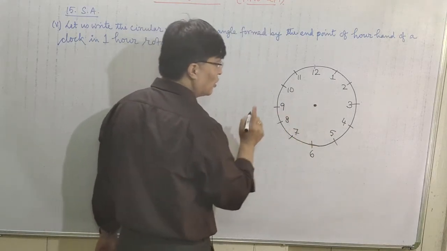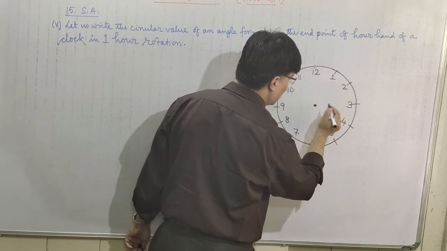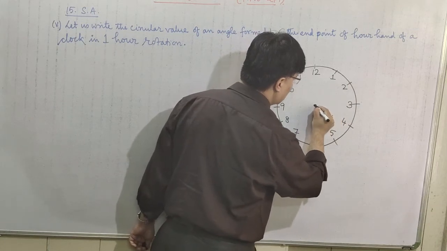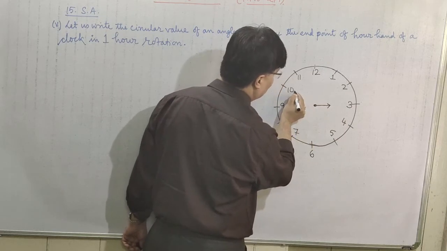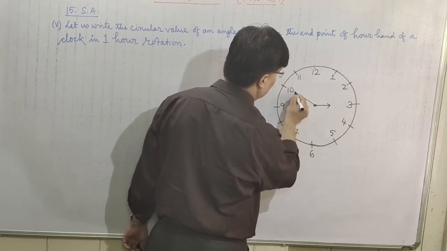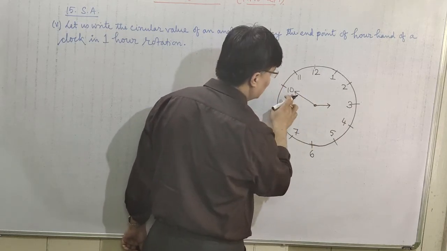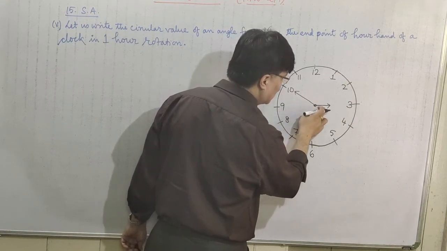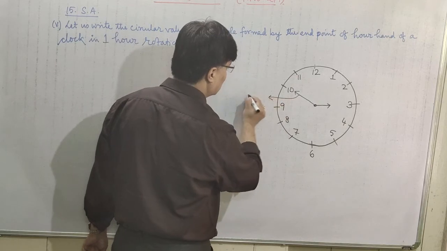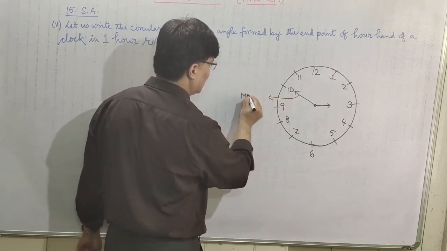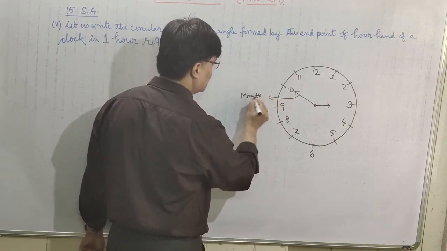This is the center of the circle. Okay? So now you know that this is the hour hand and this is your minute hand. The minute hand is slightly longer than the hour hand. So this is known as what? This is the minute hand.